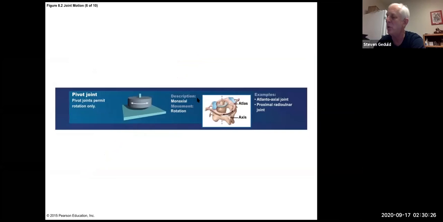Okay, you have a pivot joint, where one is able to spin around the other, where the axis in the atlas allows it to pivot so your head can make the no motion. It allows you to pivot on both the atlas and the axis and spin along that joint. That's a pivot joint. Okay?